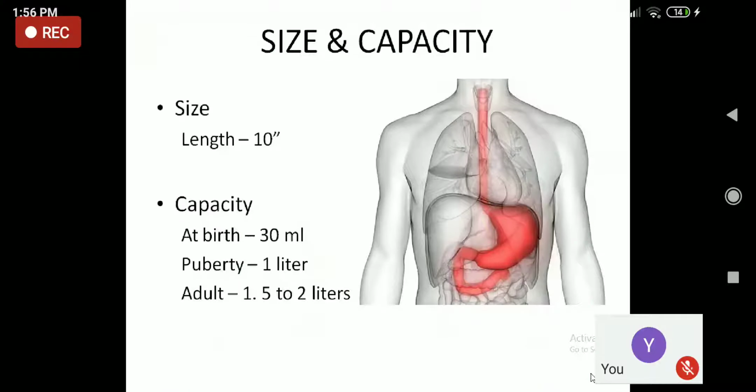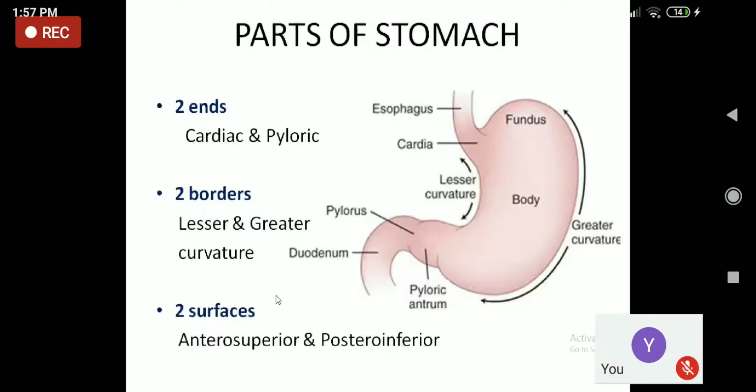Then going to the size and capacity of the stomach, it measures about 25 centimeter in length, that is about 10 inches. Capacity of the stomach varies individually. At the time of birth, it has a capacity of about 30 ml. By the time of puberty, it reaches up to 1 liter, and in an adult individual, the capacity may vary from about 1.5 liter to 2 liter. This is about the size and capacity. The capacity is variable depending on the age, and even depending on the individual.